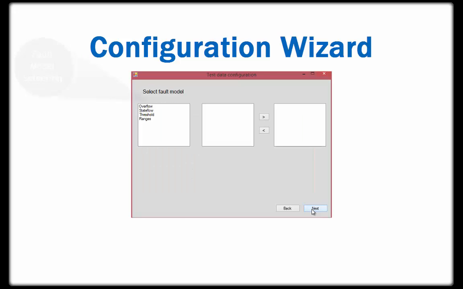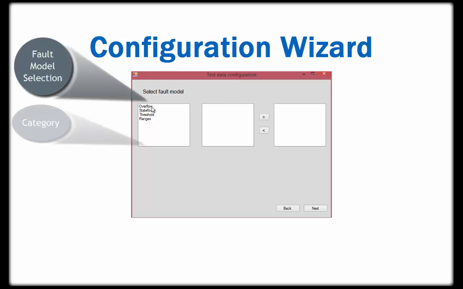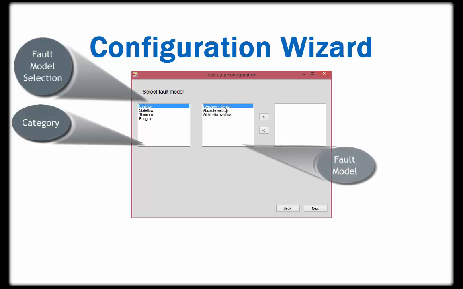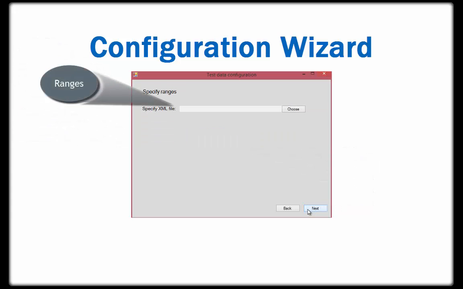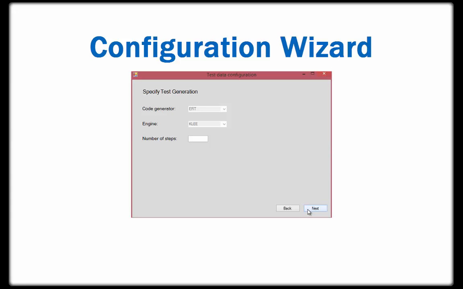In the next step, we're going to select fault models to test for. For this demo, we select the fixed point division overflow, the absolute value overflow, and a customer-defined threshold fault model of TMP out. In this step, we could specify the ranges, but for demonstration purposes, we're going to leave this out.